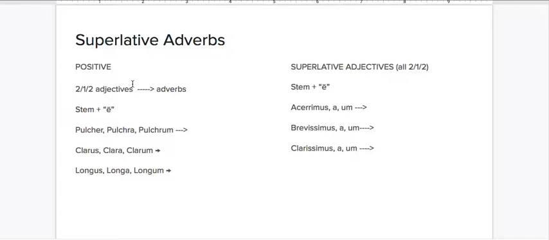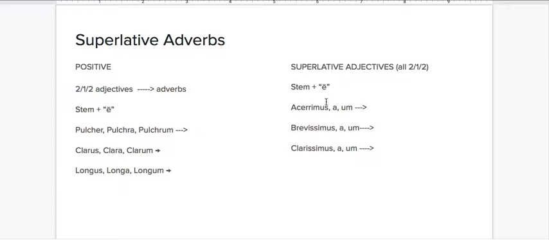I just want to make sure we recognize the linkage, right? We remember when we were talking about positive adverbs, right? Like beautifully or famously or far. The pattern for 2-1-2 adjectives, which these all are, right? First, second declension masculine, first declension feminine, second declension neuter, 2-1-2. When we wanted to make these into adverbs, we took the stem, we added e.